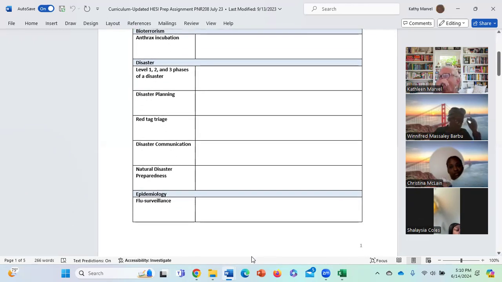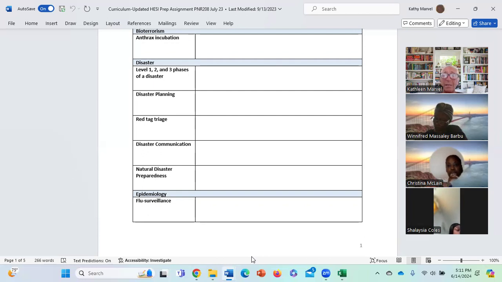Disasters in the community. You all filled out the HESI prep and identified what a level 1, 2, and 3 are, what are those phases of disaster? So if there's a question about level 1, 2, 3, maybe it's giving you a scenario. I don't know, we're trying to problem solve together. Maybe giving you a scenario of what's going on with the disaster, and they're asking you to pick which level it is, right?